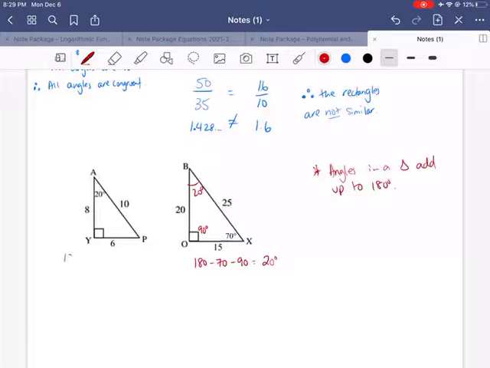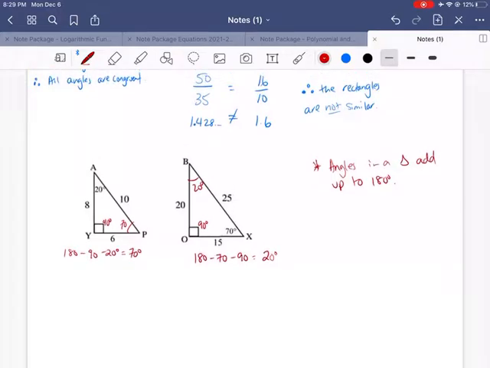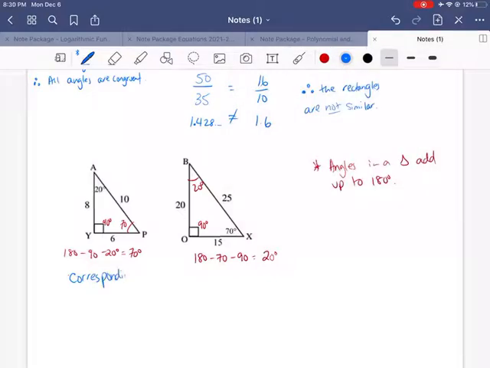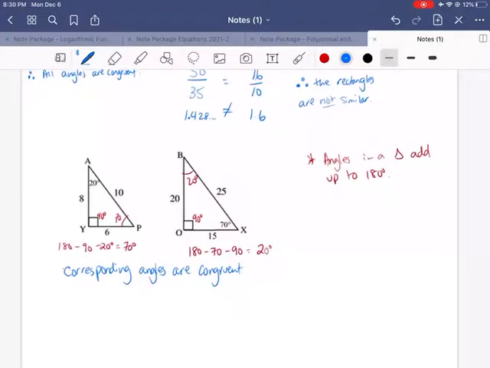And on the left here, we can do the same argument, 180 degrees minus 90 degrees. And subtracting the 20 degrees is going to leave us with 70 degrees. So if we check all our angles, the corresponding angles are in fact congruent. Now we need to check to see if the corresponding sides are proportional.